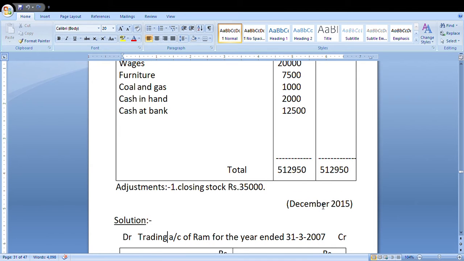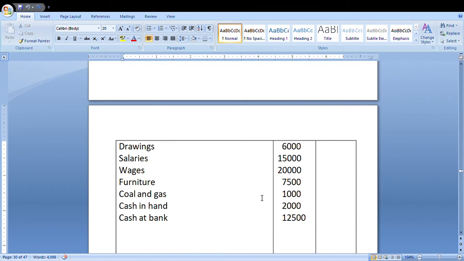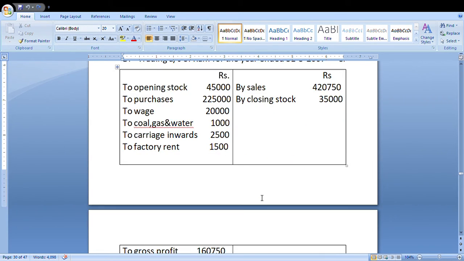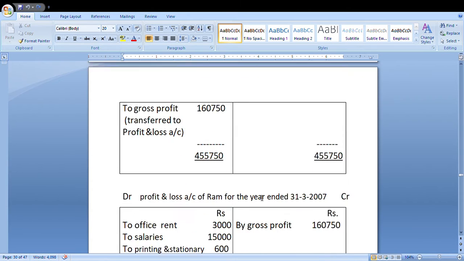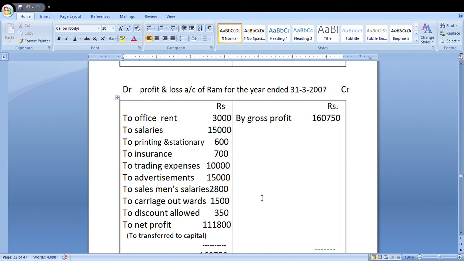These adjustments do not enter the trading account. These all go to the profit and loss account. These already enter the trading account. All items are over. Finally, you calculate the net profit.